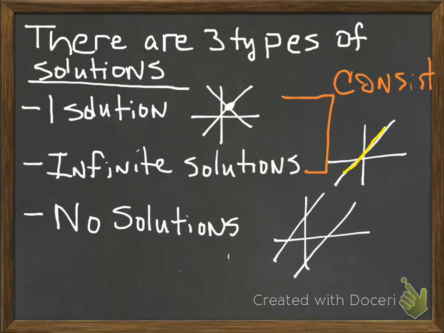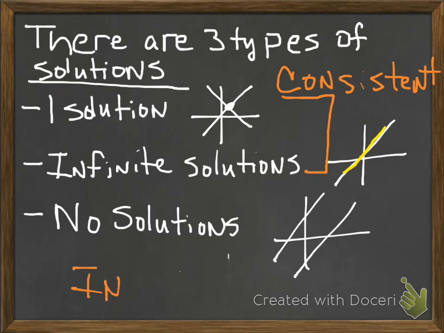Okay, and I ran out of space here, so let me try to do that again. Consistent systems. And what that means is that they at least have a solution. Okay, so you could say you have, and we'll talk about the next part in a second. And then when there are no solutions, that means they're parallel lines. They will never intersect. These are called inconsistent systems.